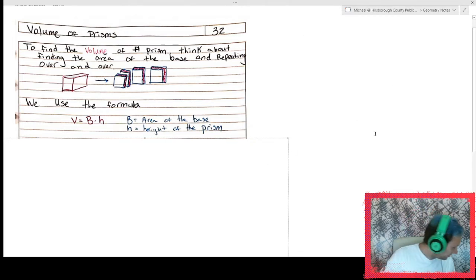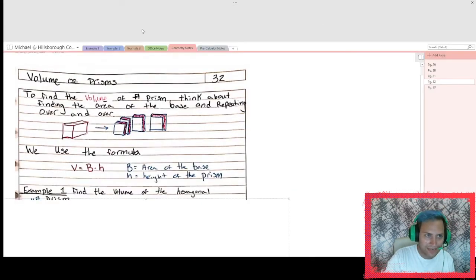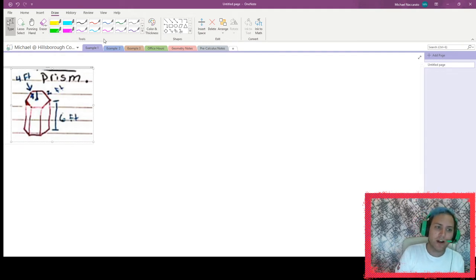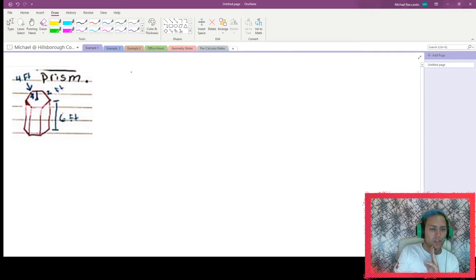I think that brings us to our first example already. Great. Let's jump over here. My first example is to find the volume of this hexagonal prism. So the first thing we have to figure out is the value of big B. What is the area of the base?